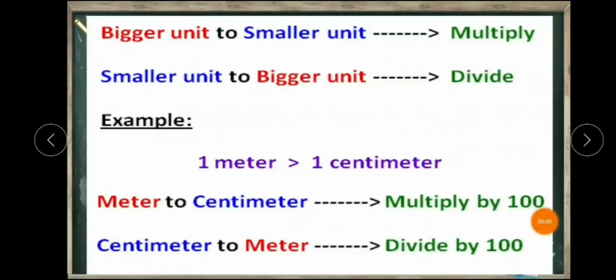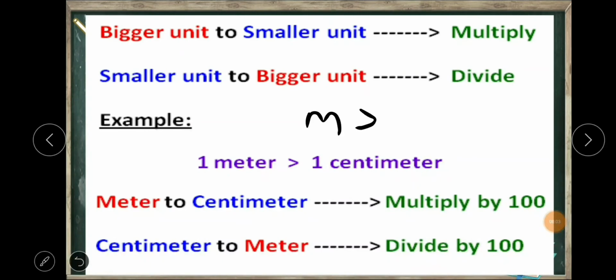Next, we are going to learn how we convert meter to centimeter and vice versa, or centimeter to meter. Here it is given that when we convert a bigger unit to a smaller unit, we must do multiplication, and when we convert a smaller unit to a bigger unit, we must do division. Here we know that 1 meter is bigger than 1 centimeter. Then when we convert meter to centimeter, we have to multiply by 100. Let's go to the example.